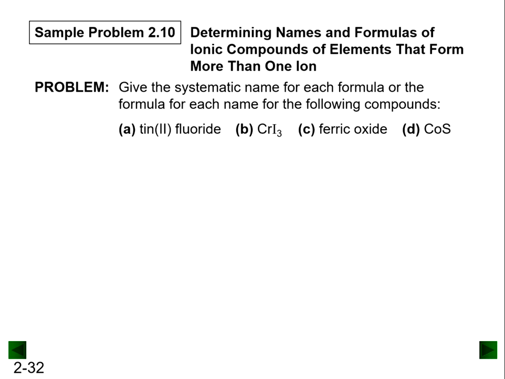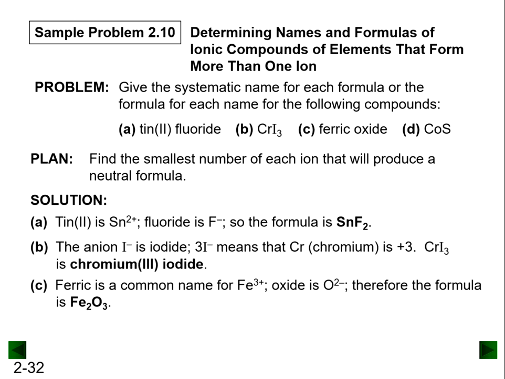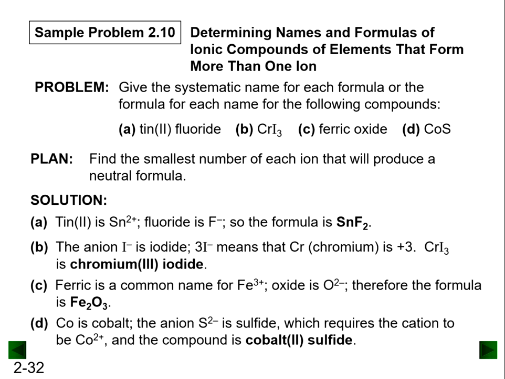So for tin(II) fluoride, that's going to be SnF2. For CrI3, that's chromium(III) iodide. Ferrous oxide, that would, for our case, be iron(II) oxide, FeO, and cobalt(II) sulfide. And you can work through and prove these to yourself.